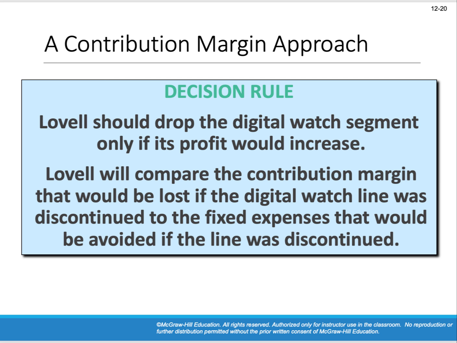Okay, basically when we look at the contribution margin approach, the first thing we have to do is compare the contribution margin that we will forgo or that we will lose if we drop that digital watch. Okay, then we need to look at the fixed expenses. What fixed expenses are we going to avoid if we discontinue this line?